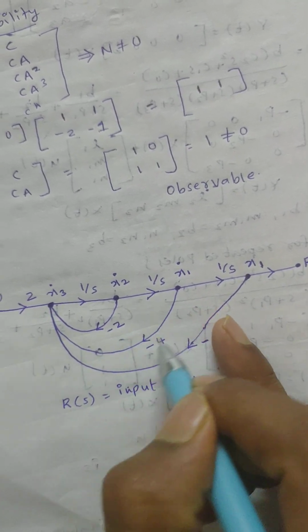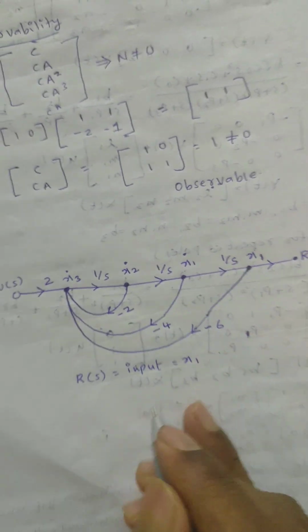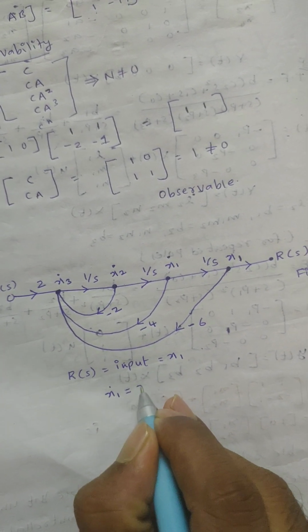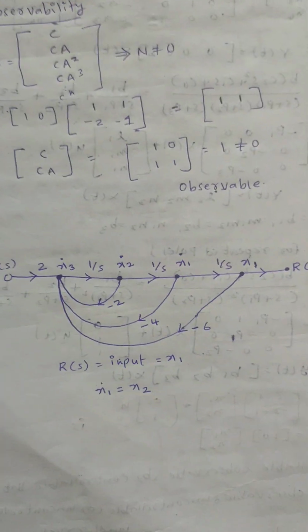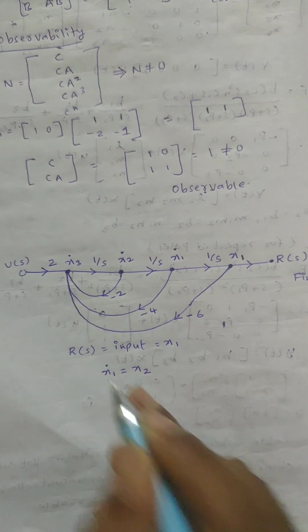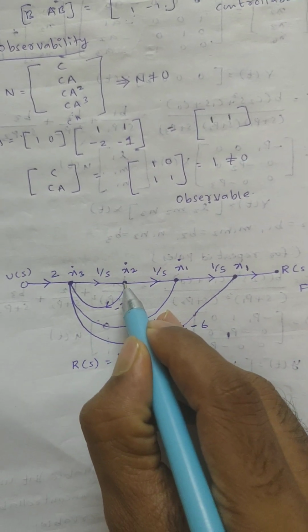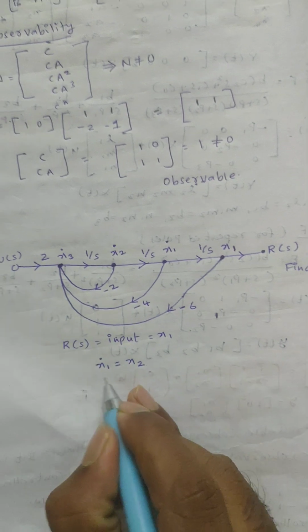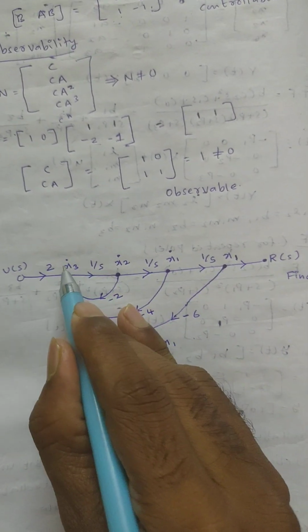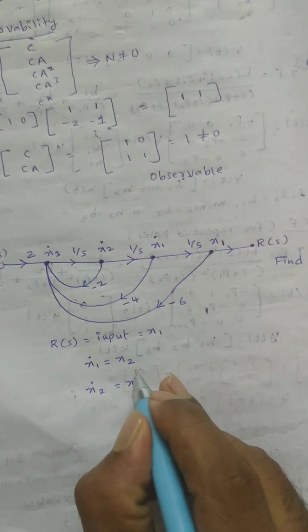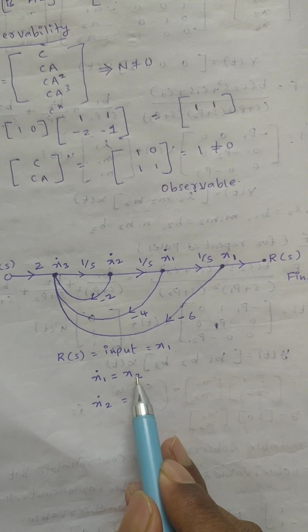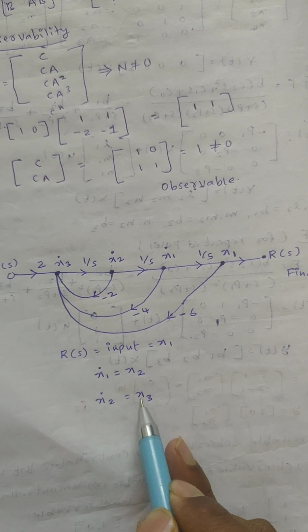Now see here, this x1 dot has how many incoming nodes? That means how many incoming paths? Only one, right? If it has only one incoming path, from the forward path, then x1 dot is equal to, directly you can write, x2. Similarly, x2 dot also has only one incoming node, so x2 dot is equal to x3. So x1 dot is equal to x2, and x2 dot is equal to x3.